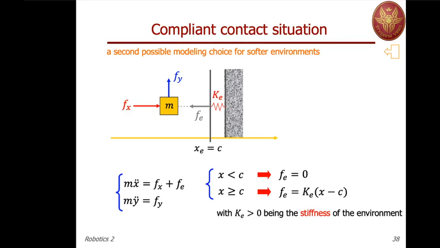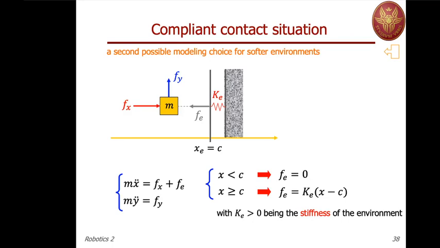Again, when you model this situation, you should make sure that the mass will not remain continuously in contact. So suppose that we are coming with a certain velocity against the wall, so we hit the wall, an environment reactive force Fe will be generated, and this will eventually balance Fx and possibly become even larger than Fx, which means that the mass will slow down, stop, reverse motion, and then be bounced back in the free space.